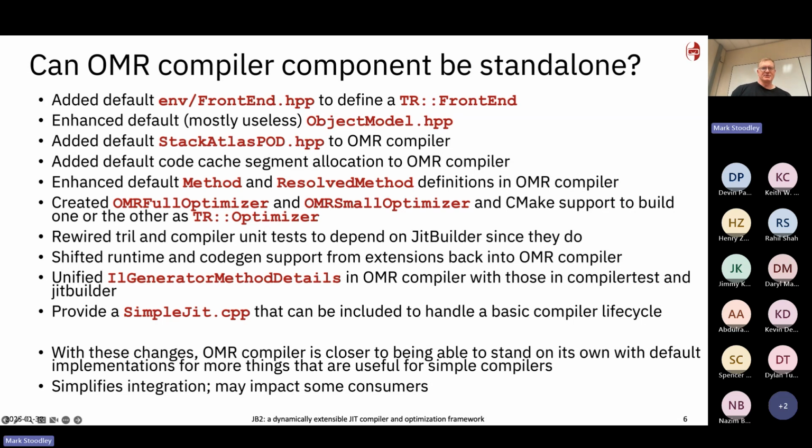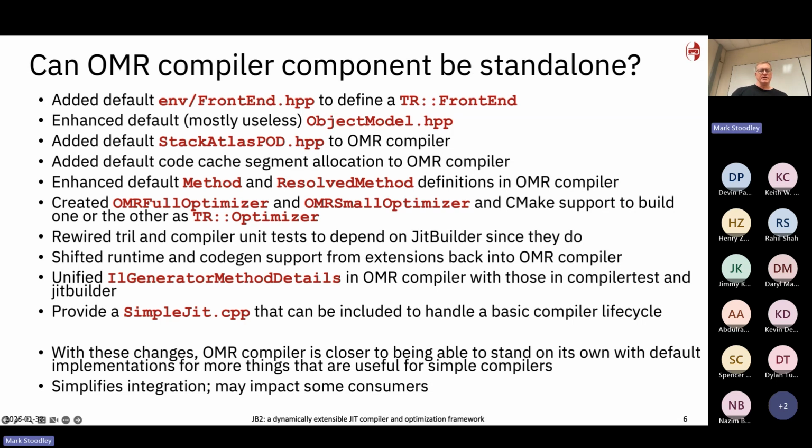What else? There's a bunch of code that's common between all the compiler extensions that we have, like JitBuilder, compiler test, and JB2. They have some runtime and codegen support for the various platforms that doesn't get implemented by the OMR compiler. So I tried shifting some of that back into the OMR compiler, as default pieces that wouldn't necessarily need to be used by other compiler extensions. OpenJ9, for example, probably doesn't use those default ones because they're not there.